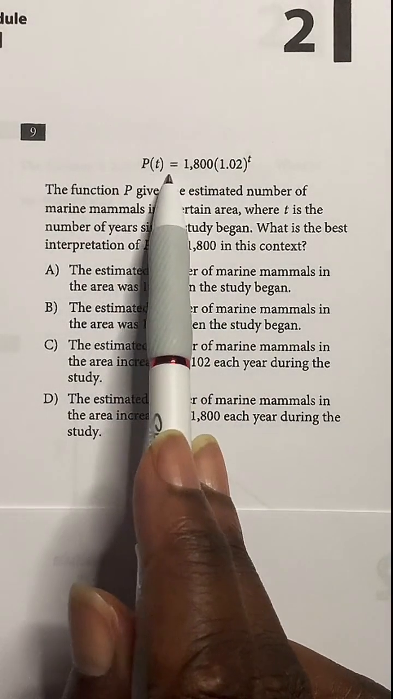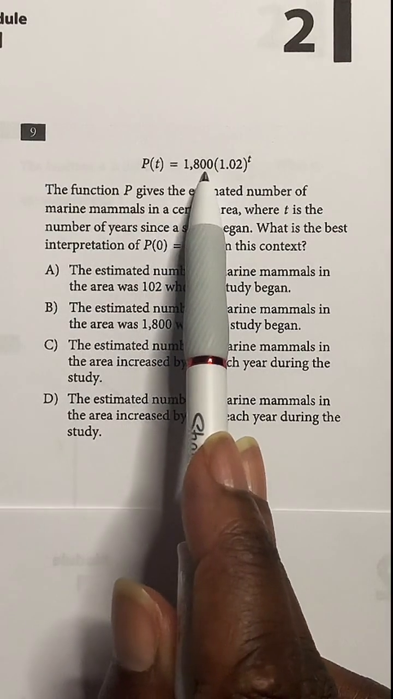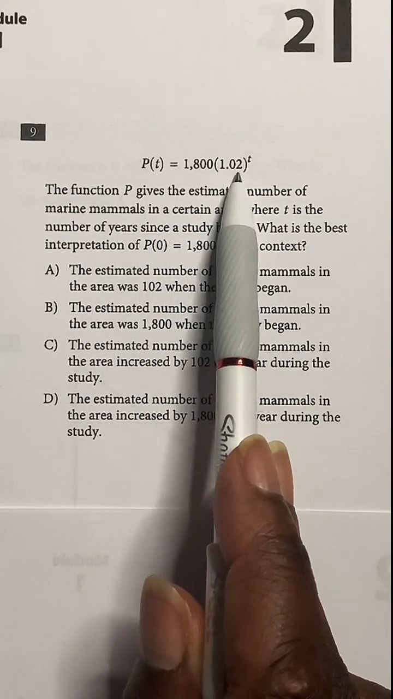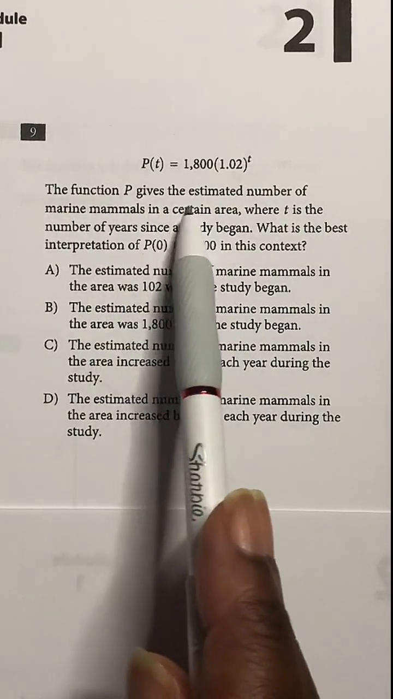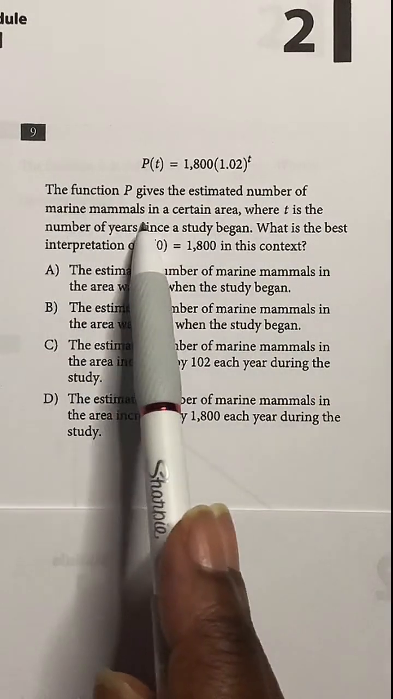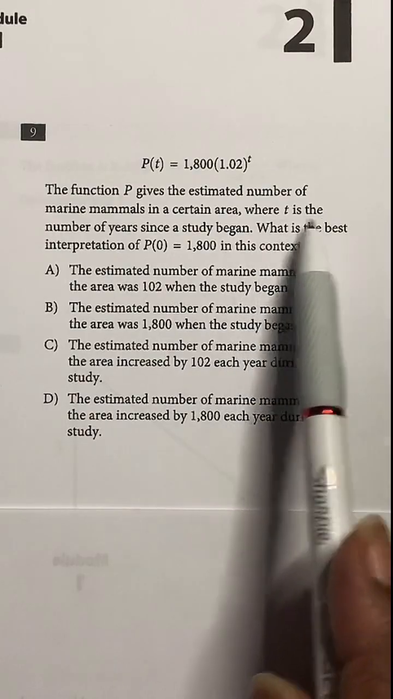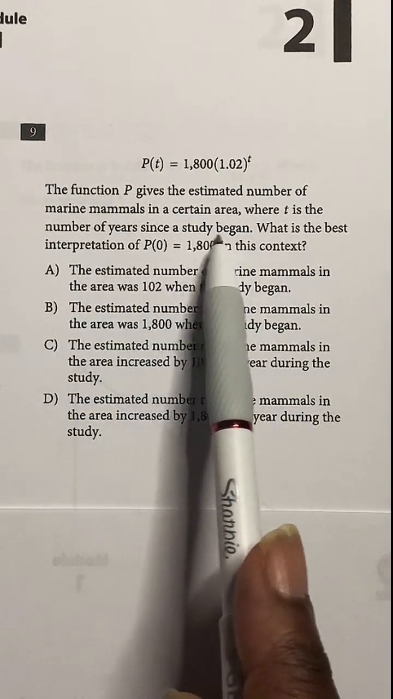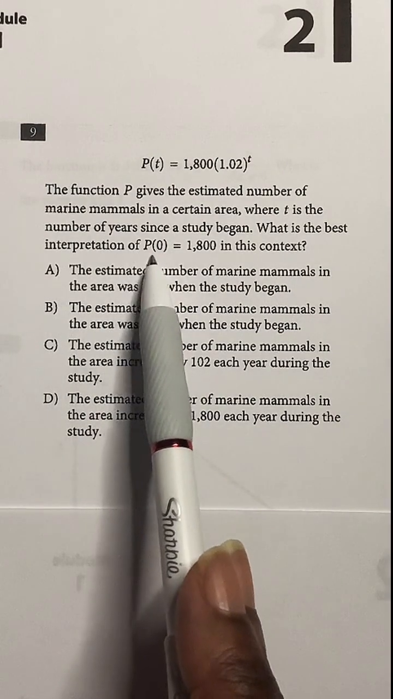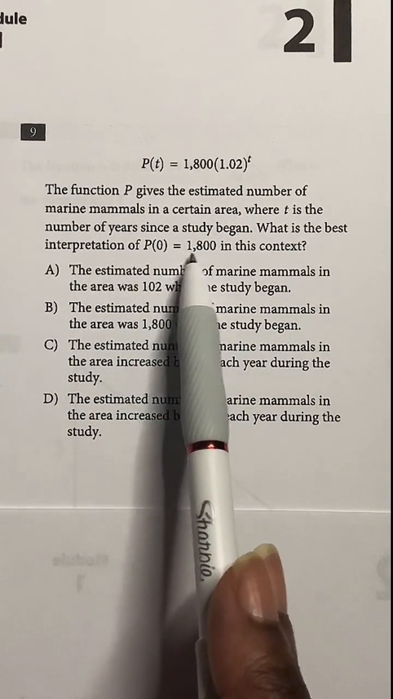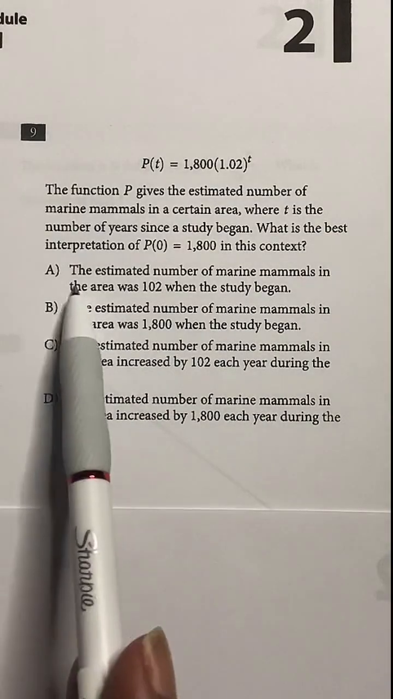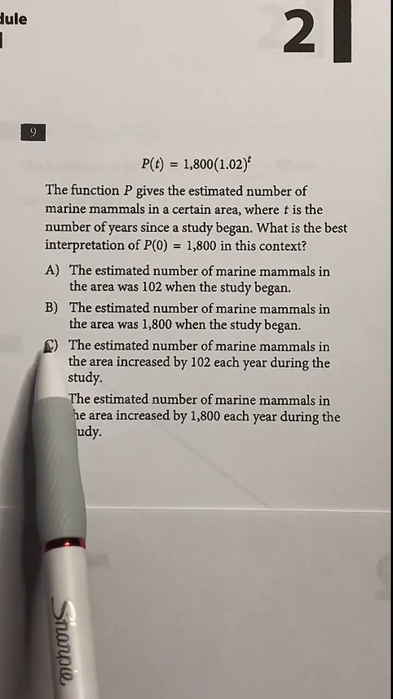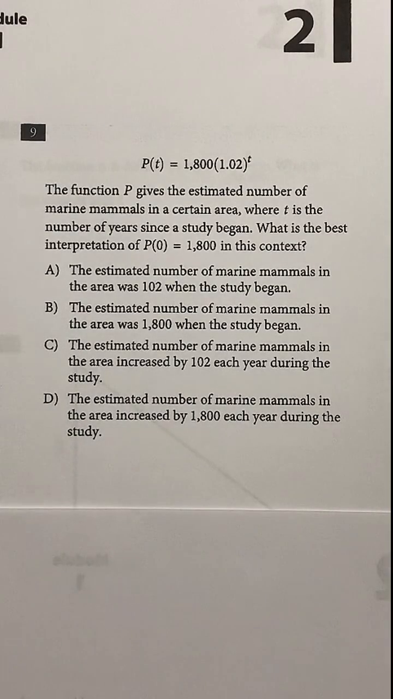So we have P of t equals 1,800 times 1.02 raised to the t. The function P gives the estimated number of marine mammals in a certain area, where t is the number of years since the study began. What is the best interpretation of P of 0 equals 1800 in this context? Is it A, B, C, or D?